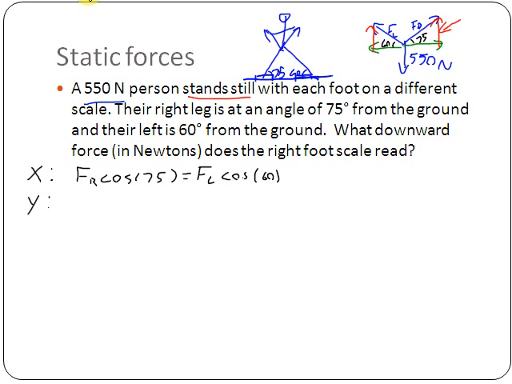And then for the y direction, we have two upward forces, which are going to be basically Fr sine of 75, that red arrow pointing upward, plus the other force that's pointing upward, which is FL sine of 60. And if we add these two up, they have to basically combine to cancel out the force downwards, the gravitational force, which is 550 newtons.